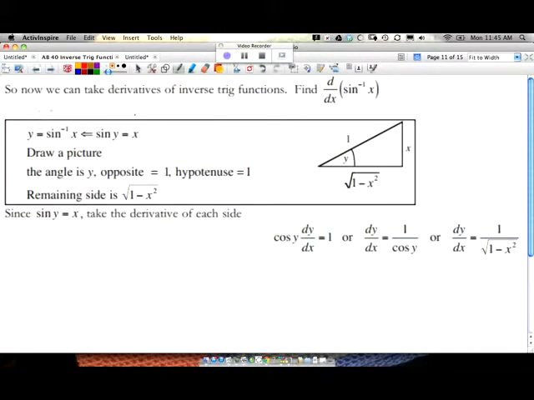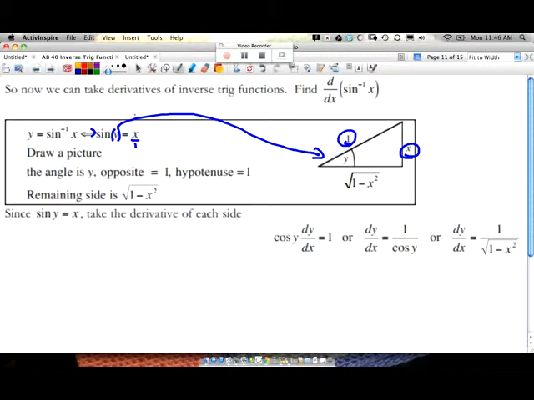Here's what we're looking at. If y equals sine inverse of x, this is the same thing back and forward. Sine of y equals x. So how do I, okay, sine of y equals x over 1. And that's where we get this x and this 1 from. And the y is like the angle.